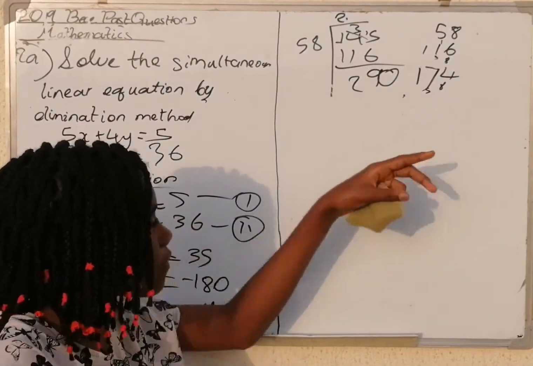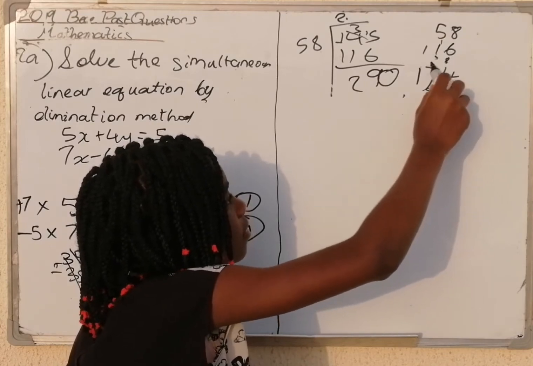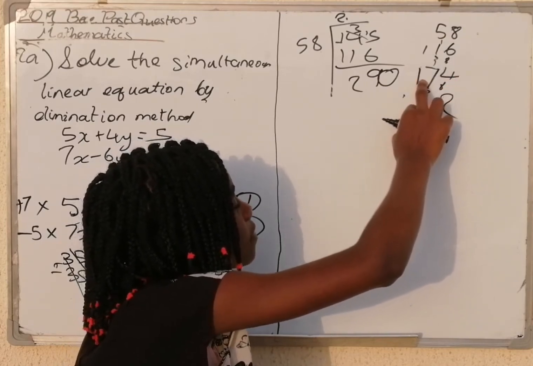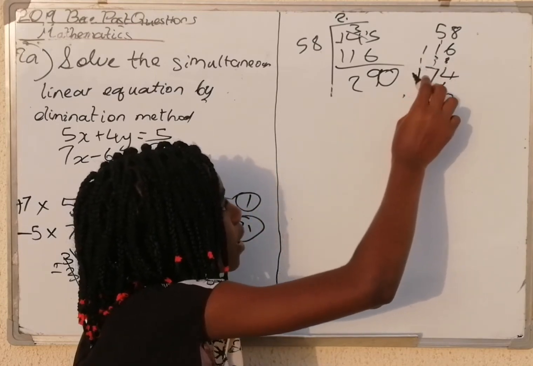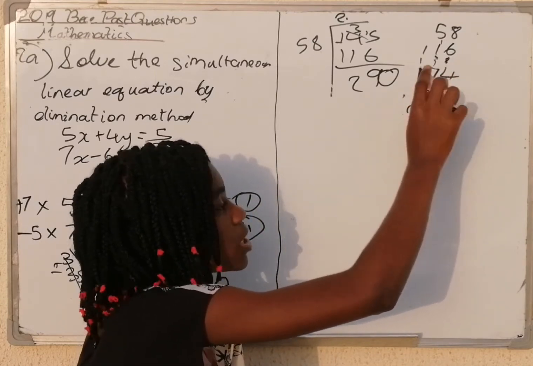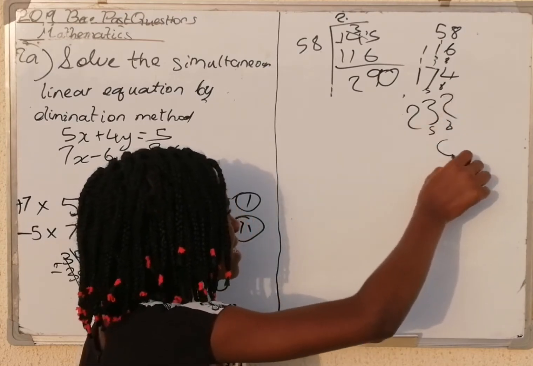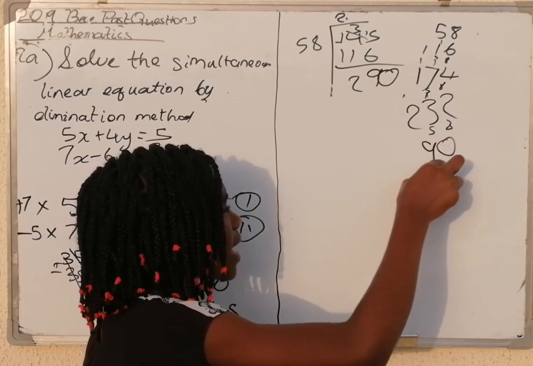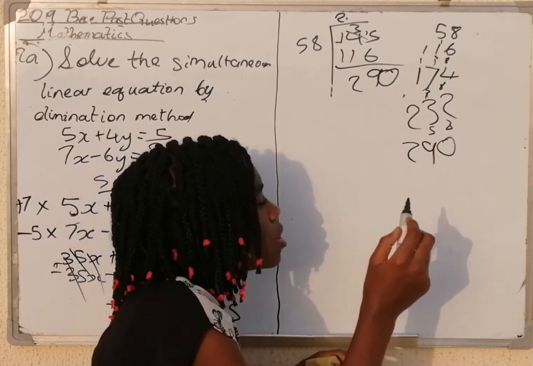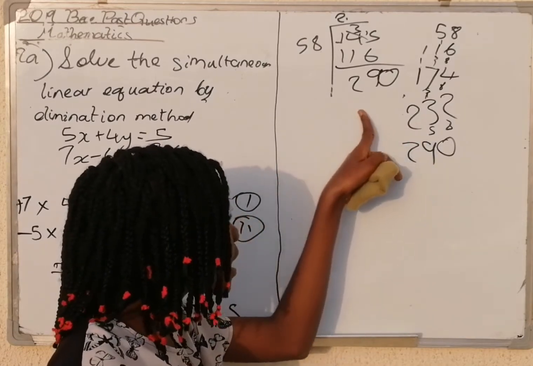So 174 plus 58. 4 plus 8 is 12. We carry 1. 7 plus 5 is 12. Plus 1 is 13. So we carry 1. 1 plus 1 is 2, making it 232. We still add 58. 2 plus 8 is 10. 3 plus 5 is 8. Plus 1 is 9. And this is 290. So if you notice, what we're actually dividing now is 290.